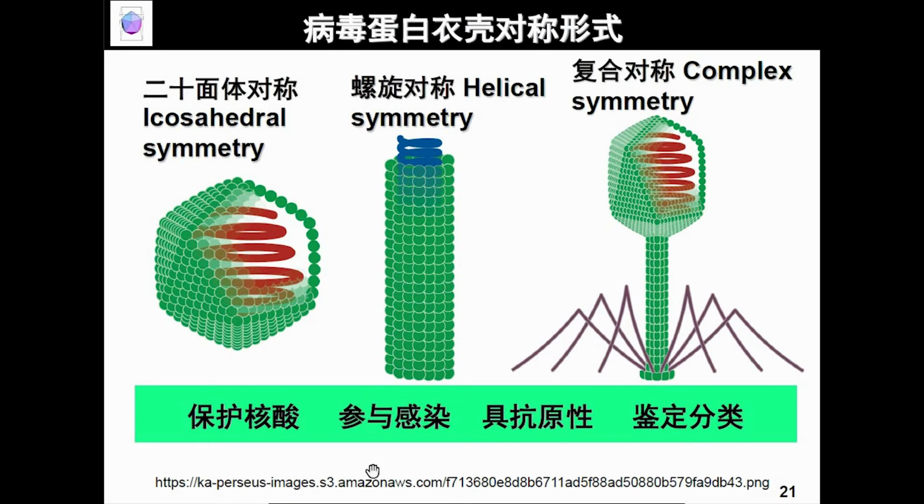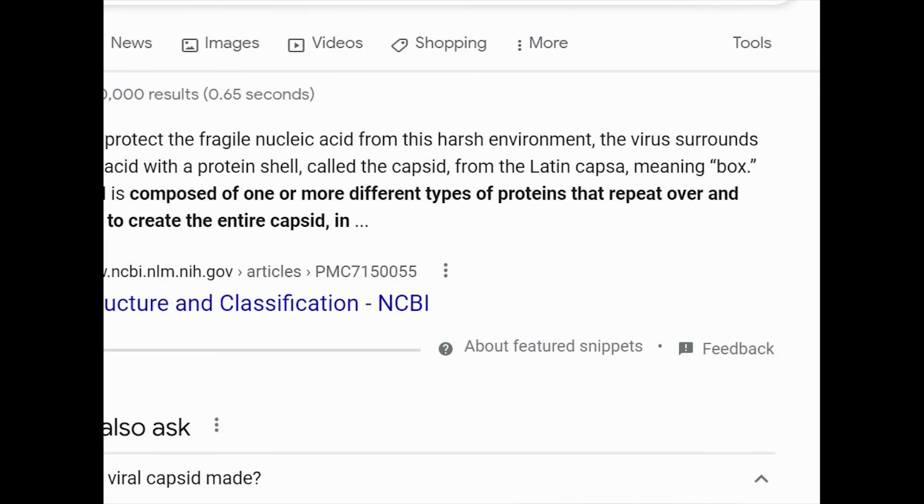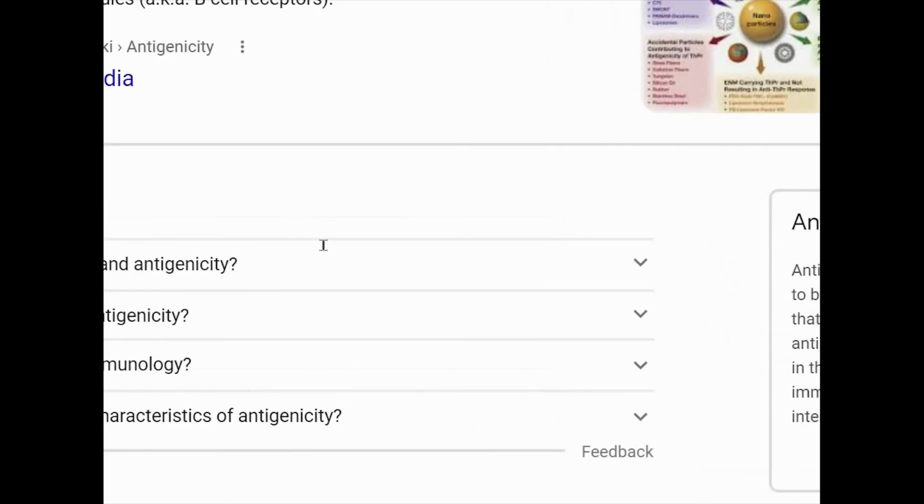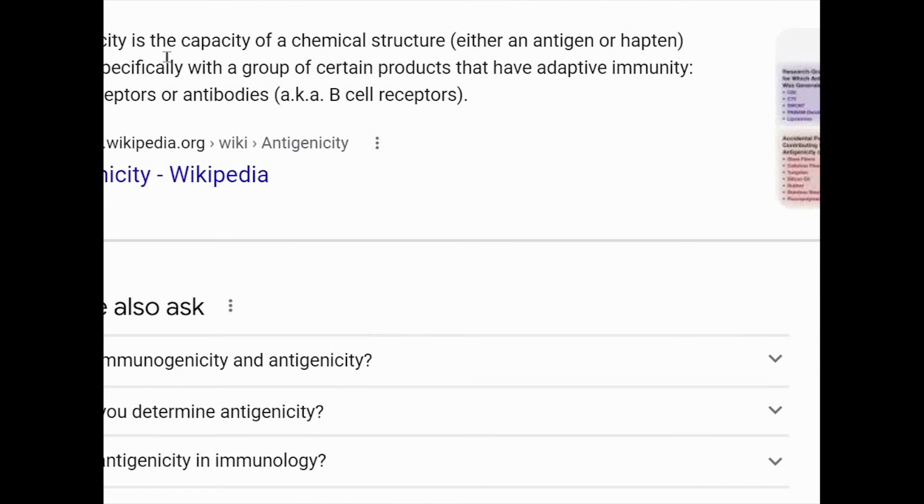What is antigenicity? Antigenicity is the capacity of a chemical structure. What structure? The capsid. The capacity of the capsid to bind with a certain group of products. That means in a virus, the capsid will bind with something that has an adaptive immunity, for example, the T cell receptor in our body, like there is a T cell, right? So it's basically the capacity of a structure to bind, to combine. Okay.